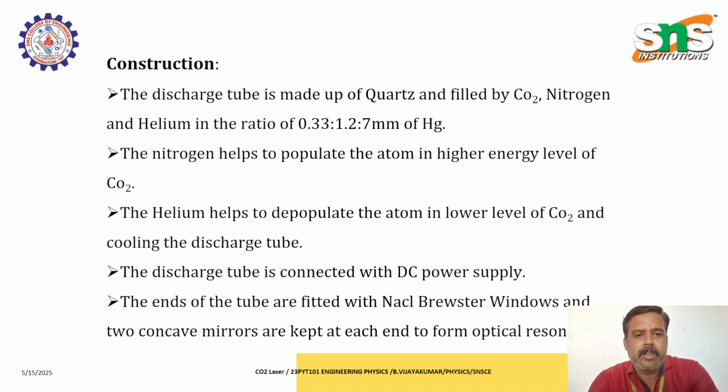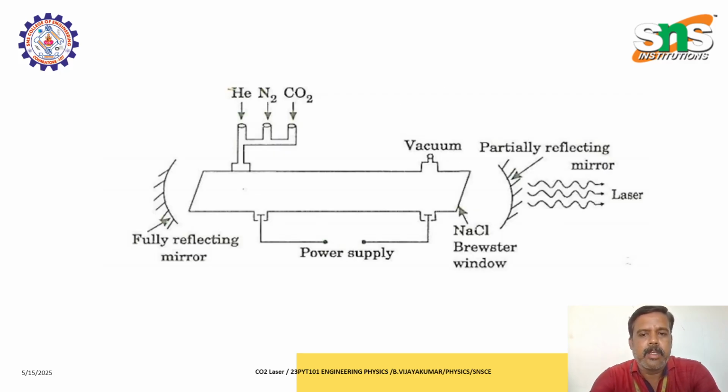The nitrogen helps to populate the higher energy level of CO2. The helium acts to depopulate the lower level of CO2 and also acts as a cooling agent for the system. The discharge tube is connected to the DC power supply. The ends of the tube are fitted with NaCl Brewster windows, and two concave mirrors are kept at each end to form the optical resonator. So this is the block diagram.